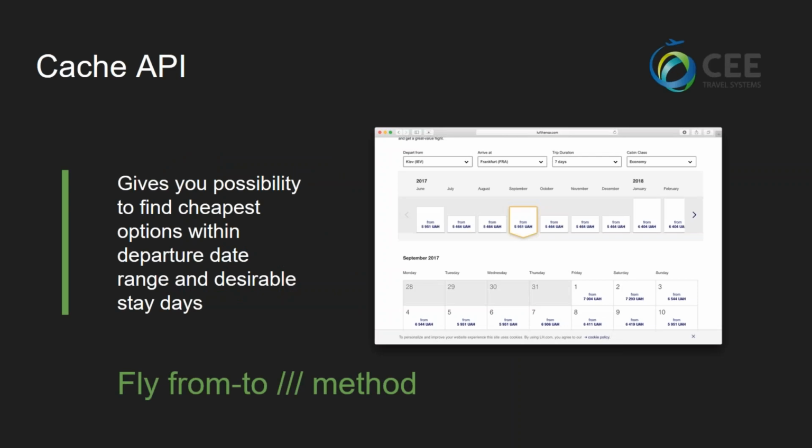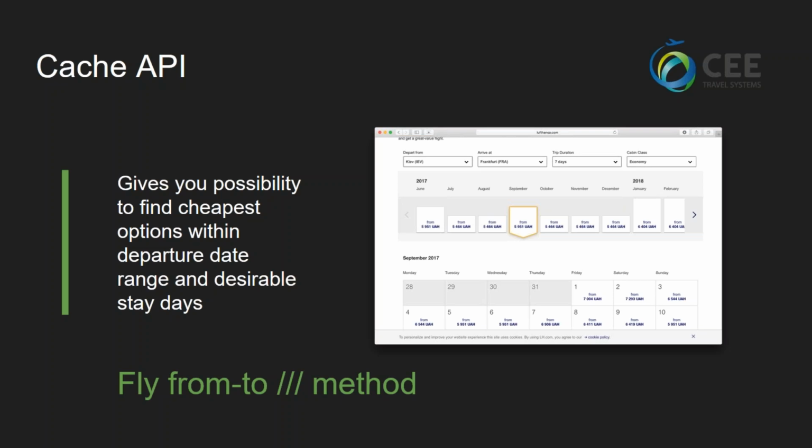And let's go to another option. So another method is the fly from to API. The previous one was fly from. This one is fly from to. So it allows you to find the cheapest option within the departure date range and desirable stay days. So you can just ask, I would like to fly from Paris to Madrid, and I'd like to fly to Madrid from the 2nd of April up till the 10th of April. And I'm going to stay there for 10 to 15 days.